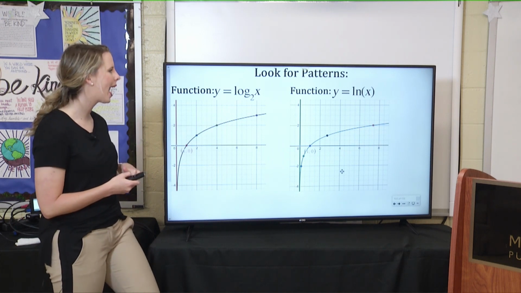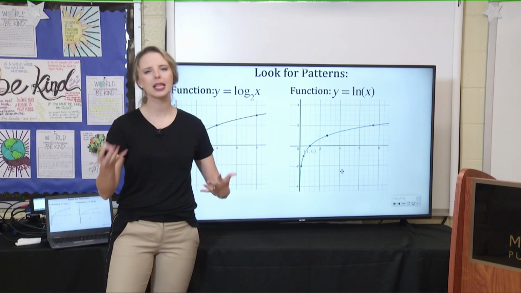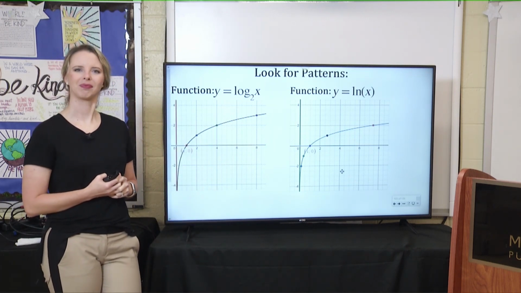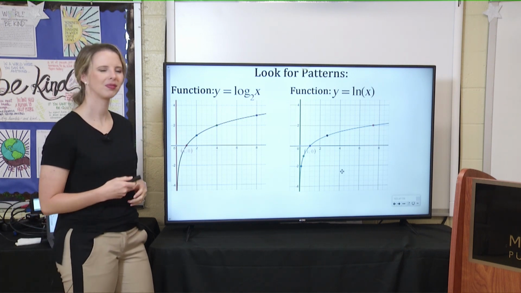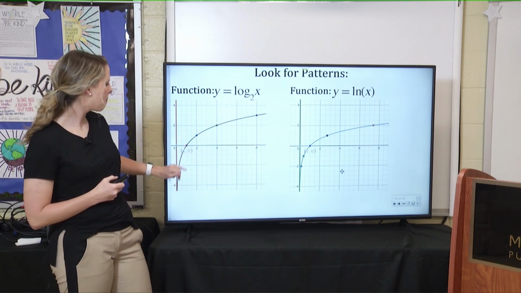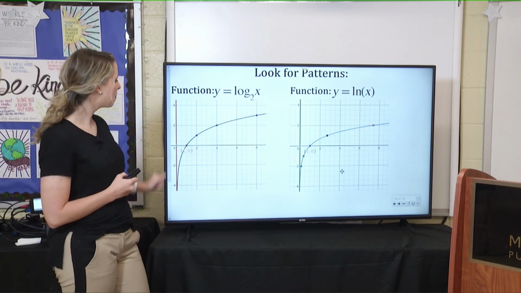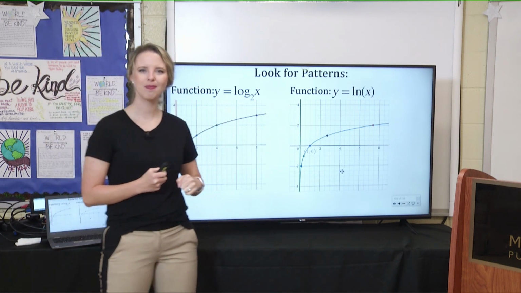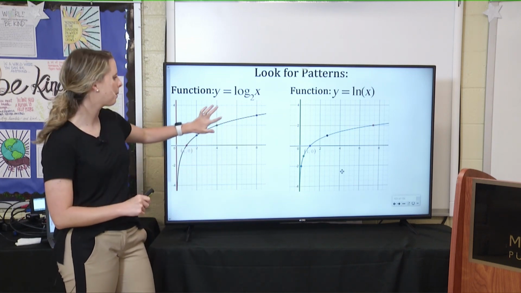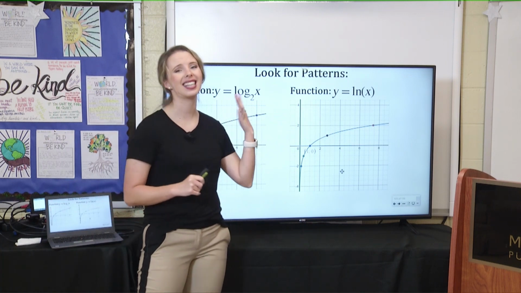So let's look for some patterns in both of these functions. Since we've already graphed 2 log functions, let's look at them and see about some things that we can gather. We notice that both have the same intercept, right? Both have the same asymptote. They have the same shape going on, but what do you notice about the difference in the shape of our log base 2 and our log base e, our natural log?